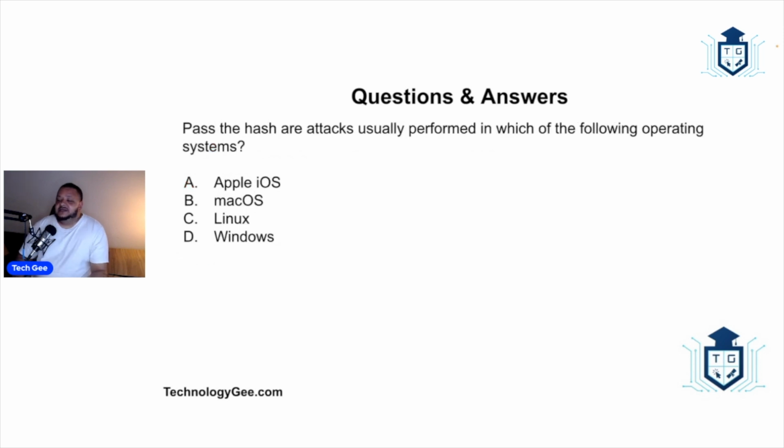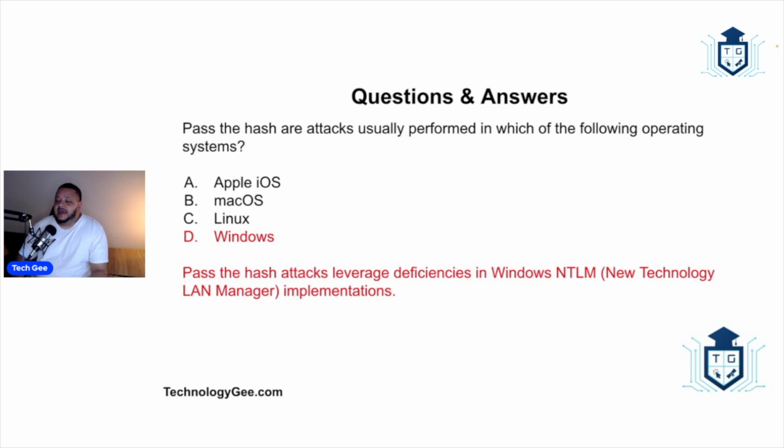Pass the hash attacks are usually performed in which of the following operating systems? Would this be Apple iOS, Mac OS, Linux, or Windows? So pass the hash. Sounds like something we used to do in college back in the day. But pass the hash will be done in Windows. Pass the hash attacks leverage deficiencies in the Windows NTLM, or New Technology LAN Manager, implementations.